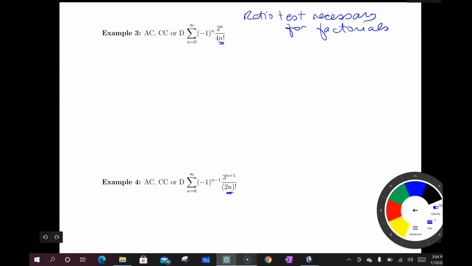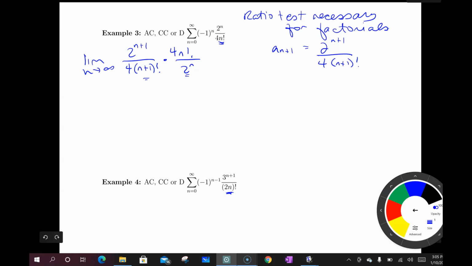Okay, so let's be careful how we're putting these together. So limit as n goes to infinity. I'm going to have the n plus first term, right? So a sub n plus 1 will be 2 to the n plus 1 over 4 times (n plus 1) factorial. Always the n plus first term on the top. And I'm going to multiply by the reciprocal of the nth term, right? So this will be 4n factorial over 2 to the n. This is the nth term. This is the n plus first term.